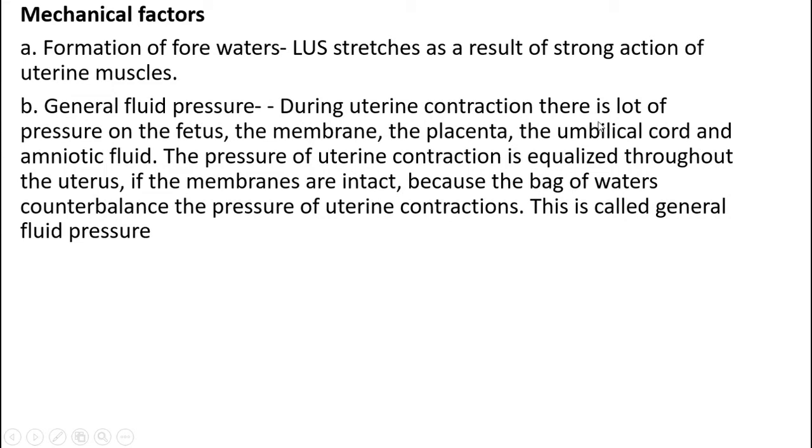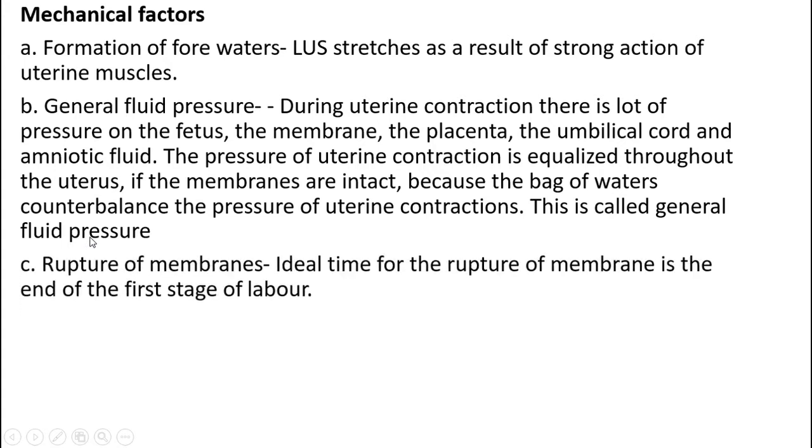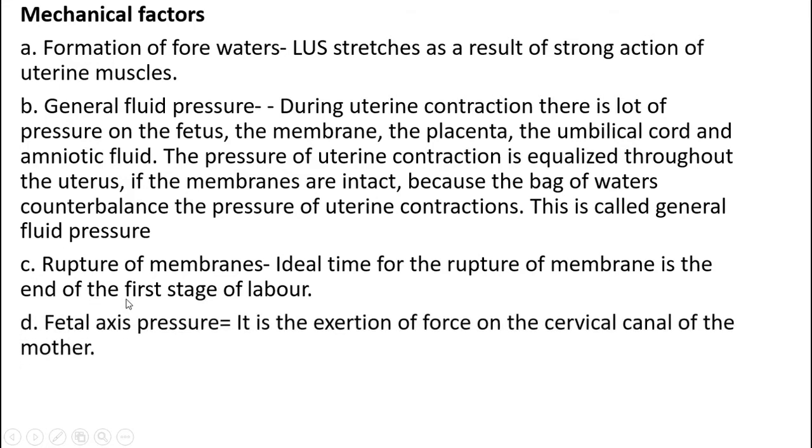During the uterine contraction, there is a lot of pressure on the fetus, the membrane and the placenta, umbilical cord and amniotic fluid. This pressure of the uterine contraction is equalized throughout the uterus if the membranes are intact, because the bag of waters counterbalances the pressure of uterine contraction. This is called the general fluid pressure. Rupture of membrane. The ideal time for the rupture of membrane is the end of the first stage of labor. And lastly, the fetal axis pressure.